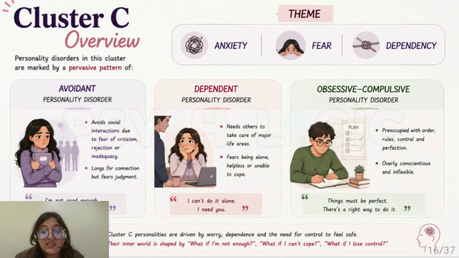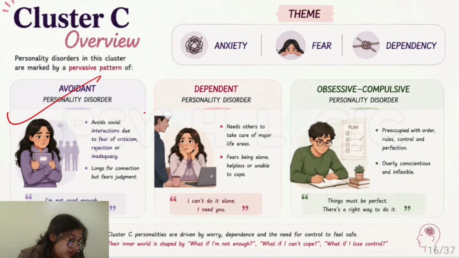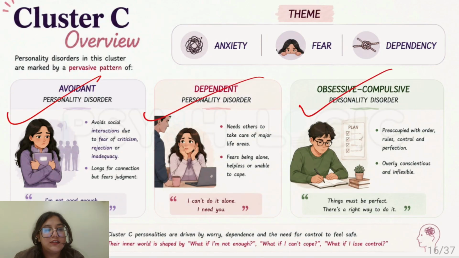With this, we are done with cluster B, and now we will be moving on to cluster C. Cluster C is always people struggling with fear, insecurity, self-doubt. So we have 3 disorders there: avoidant personality disorder, dependent personality disorder, and obsessive compulsive personality disorder.